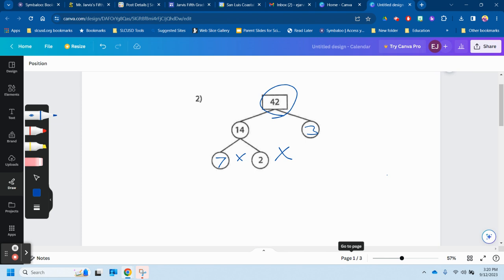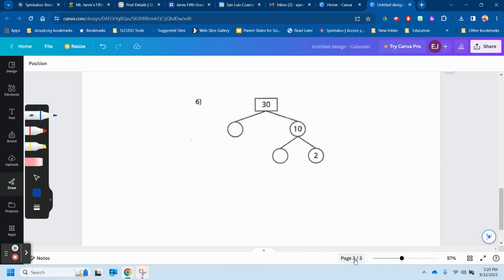So let's take a look at the third one. And the secret word of the day is responsibility.